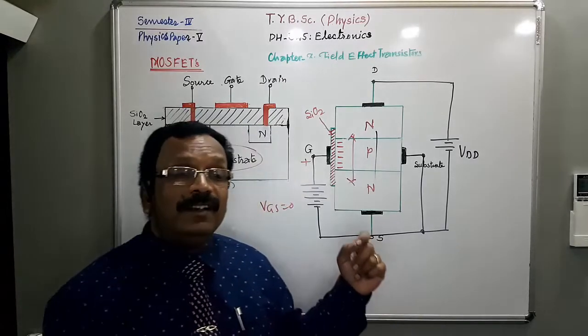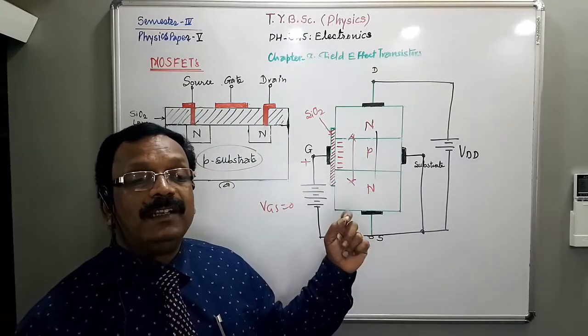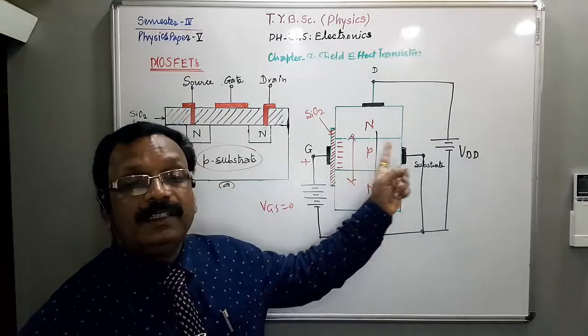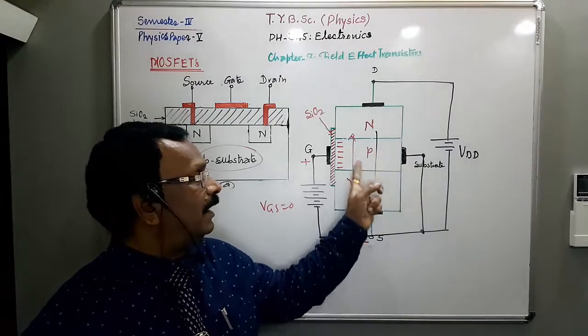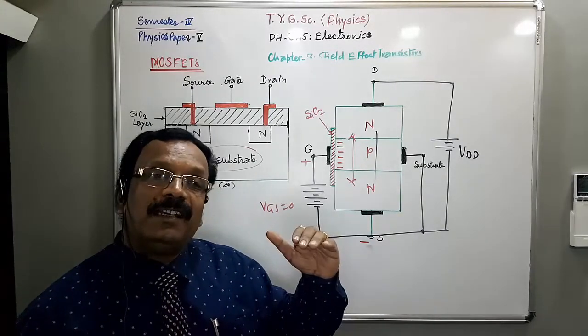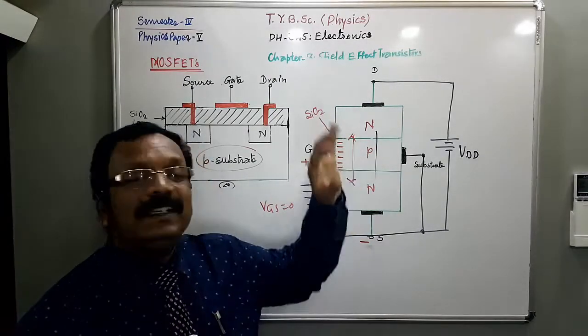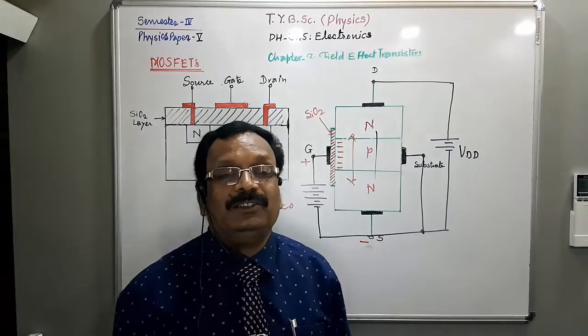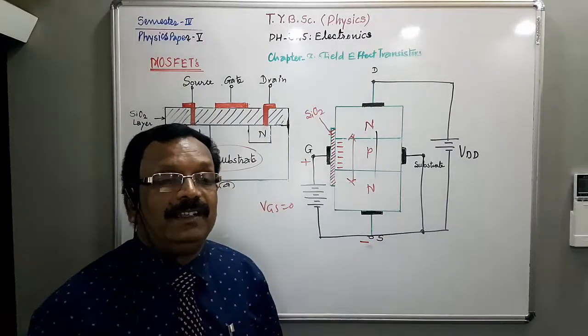And this layer of free electrons is called the N type inversion layer. That is, N type charge carriers are created in the P type substrate, and so this is called the N type inversion layer.